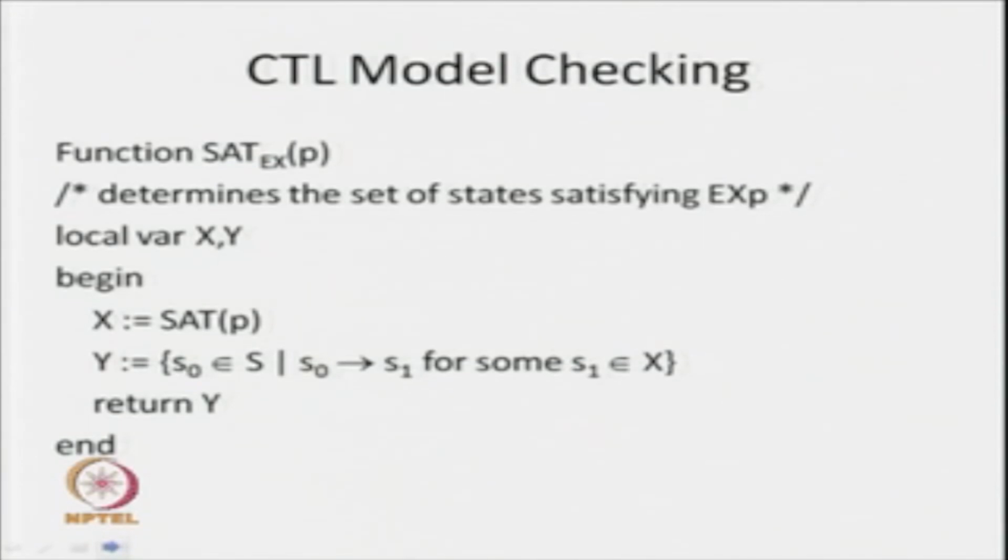Now, this is the algorithm. What is the function? It is the function SAT of EX P. That means find the set of states where the formula EX P is true. We are going to determine the set of states satisfying EX P. Here we are taking two local variables, x and y. What is x? First we call this satisfiability function with the subformula P. It is going to return the set of states where this particular P is true.